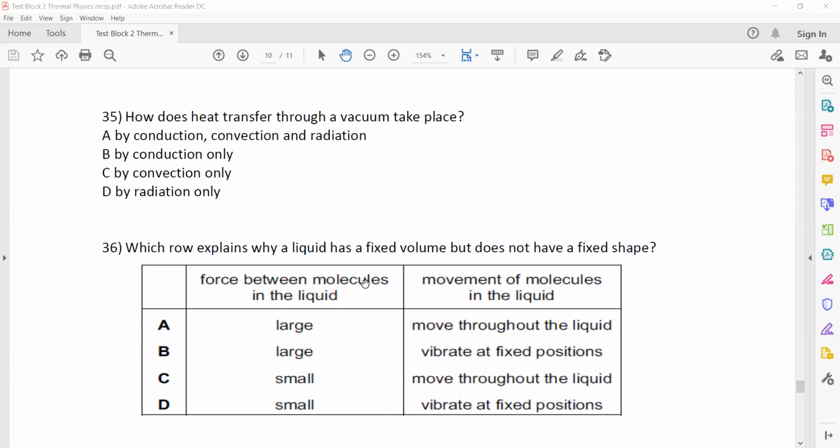How does the heat transfer through a vacuum take place? Through a vacuum, only radiation can happen. Conduction and convection require the particles.